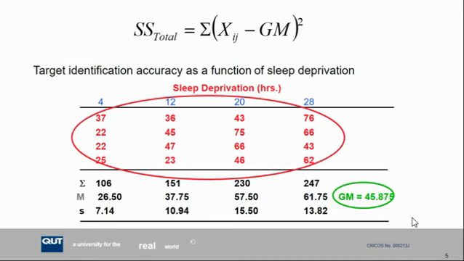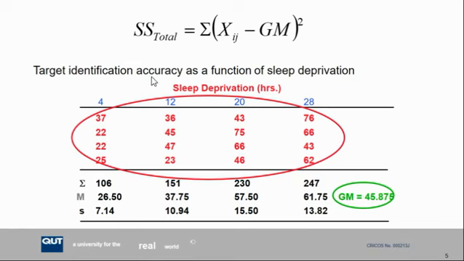So let's have a look at some data that represents a little experiment of target identification accuracy as a function of sleep deprivation. So we have four conditions in this data set. We have participants who've been exposed to 4 hours of sleep deprivation, 12 hours of sleep deprivation, 20 hours of sleep deprivation, and 28 hours of sleep deprivation. Quite a lot. My identification accuracy wouldn't be so great after 28 hours of sleep deprivation, I'm sure.